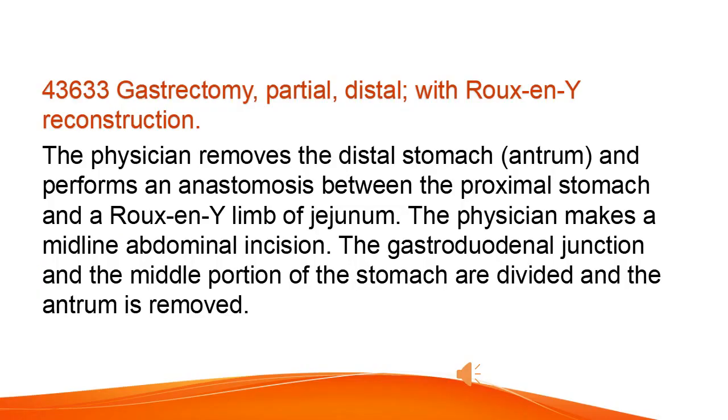Gastrectomy, partial, distal, with Roux-en-Y reconstruction. The physician removes the distal stomach, antrum, and performs an anastomosis between the proximal stomach and a Roux-en-Y limb of jejunum. The physician makes a midline abdominal incision. The gastroduodenal junction and the middle portion of the stomach are divided and the antrum is removed.